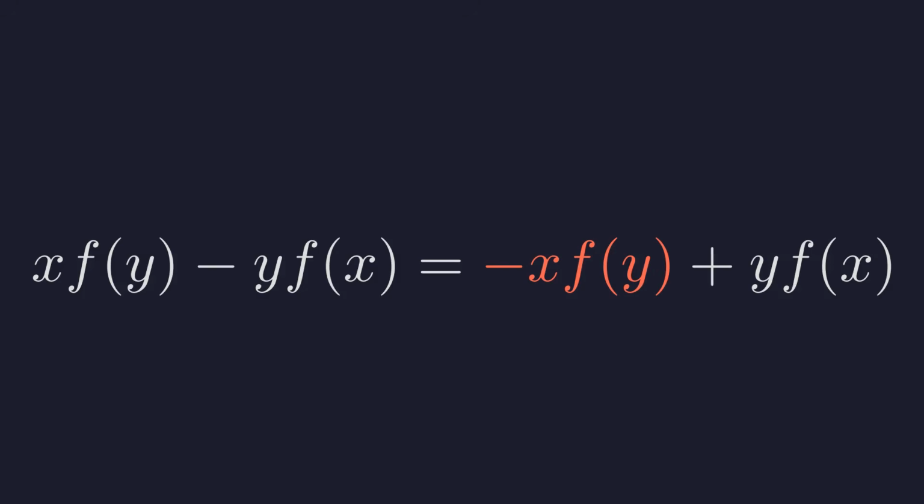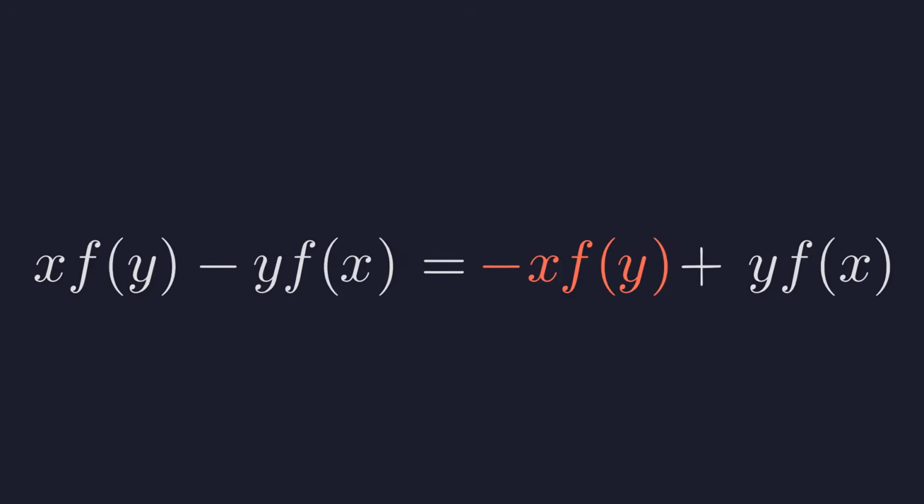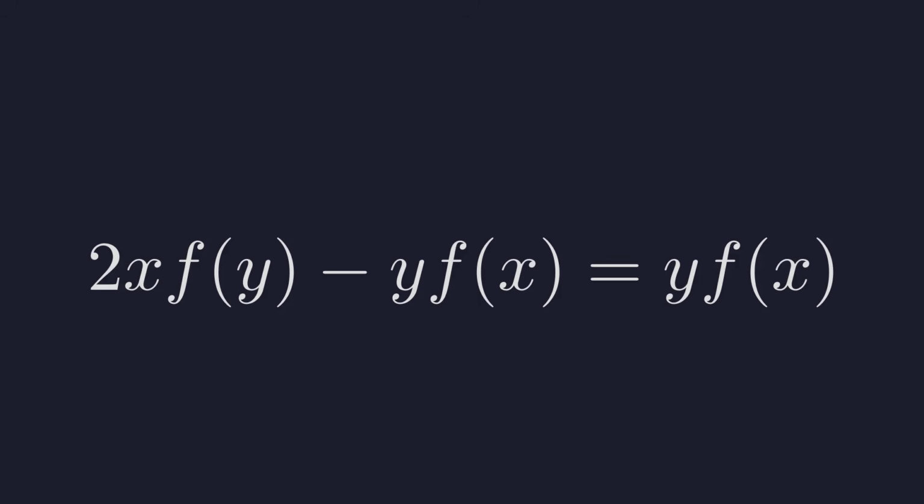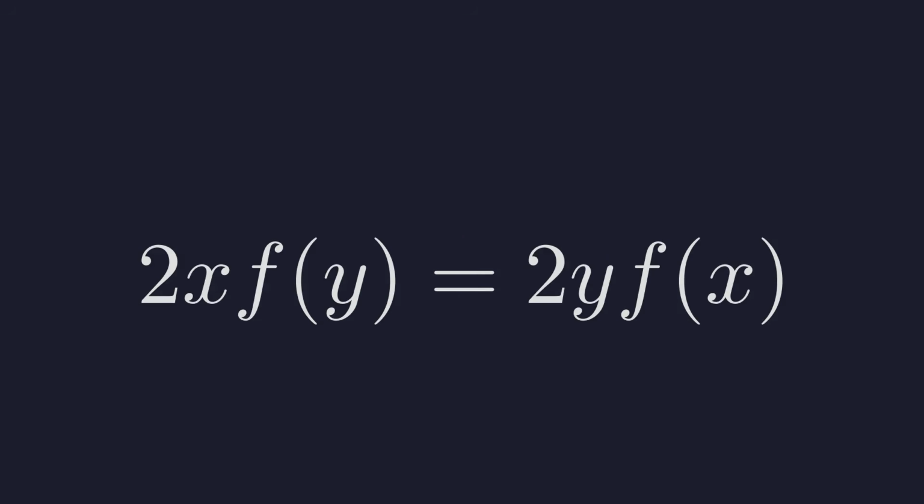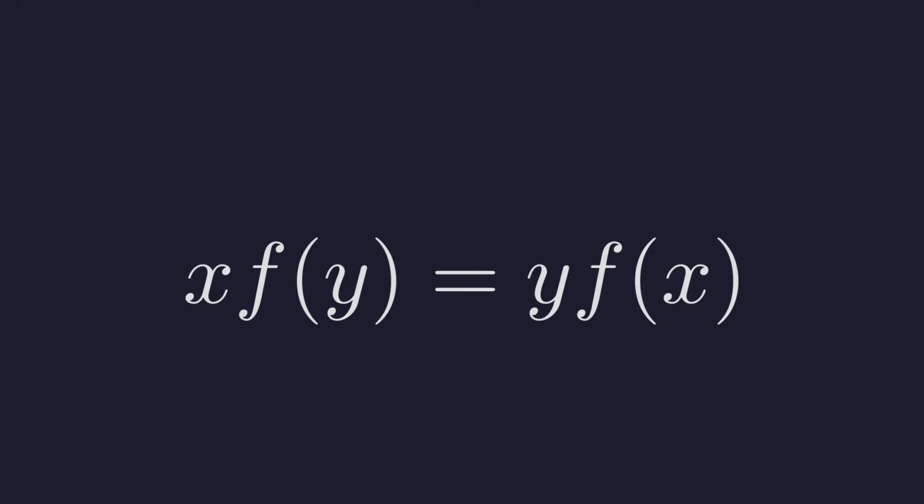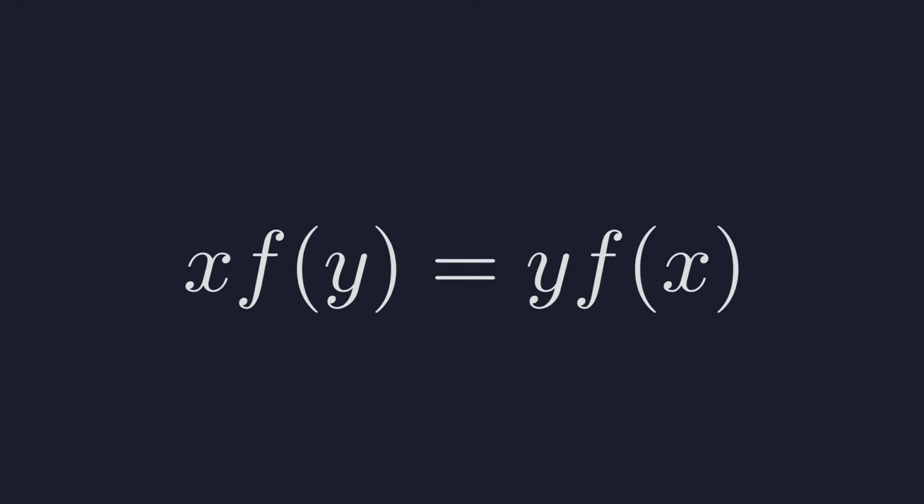Now, let's gather all terms involving f of y on the left side by adding x times f of y to both sides. This gives us 2x times f of y minus y times f of x equals y times f of x. And let's gather terms with f of x on the right side by adding y times f of x to both sides. We now have 2x times f of y equals 2y times f of x. Dividing both sides by 2 reveals a beautifully symmetric relationship.